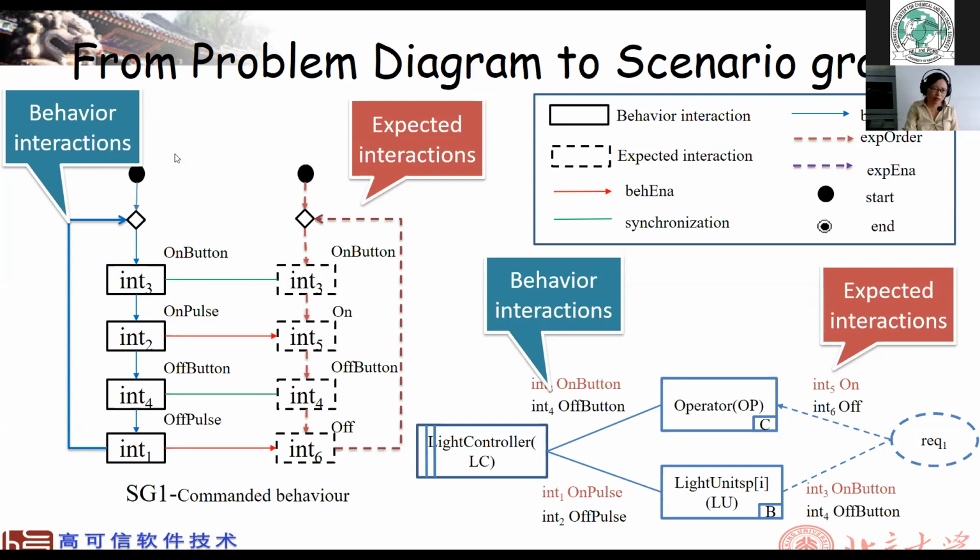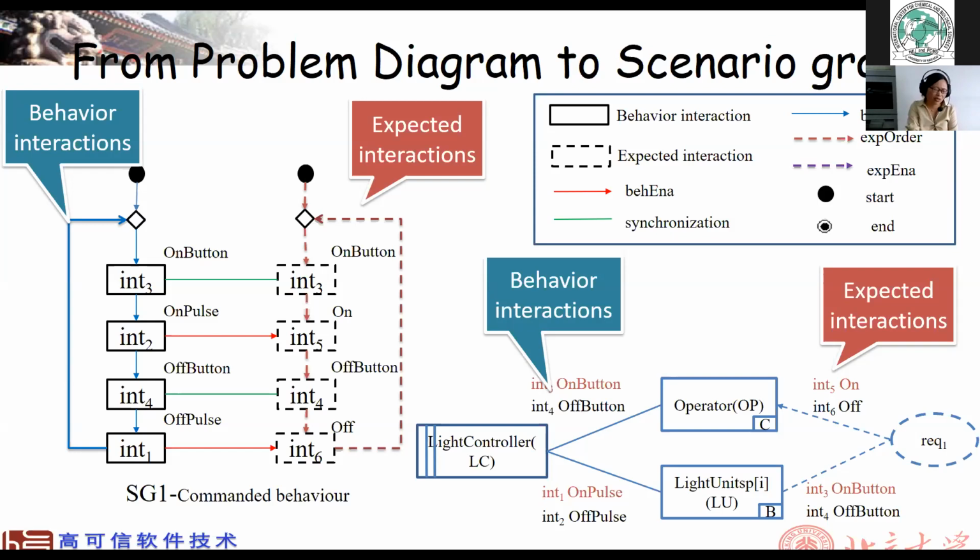And that's the way we have decided that behavior interaction, actually this is an activity diagram and this is an activity diagram. And this we call the behavior orders, and this is called the expected orders. So this is a scenario graph we get.